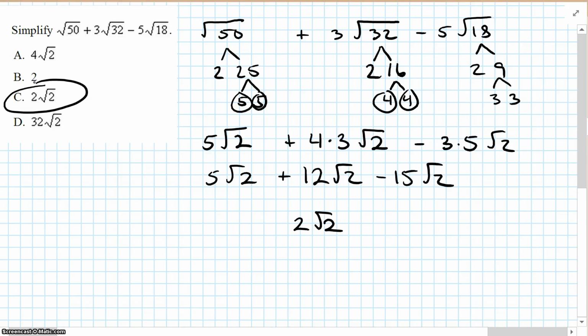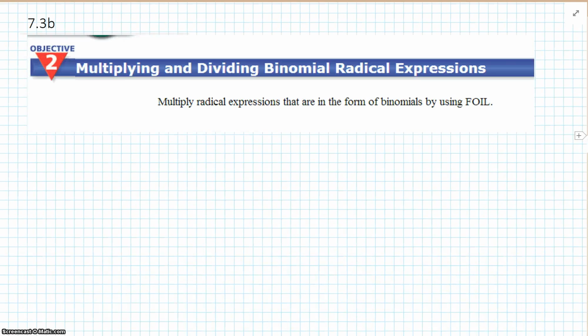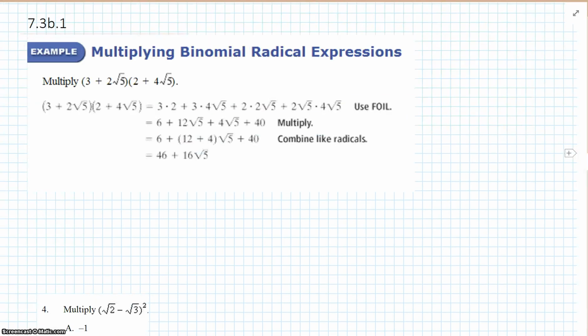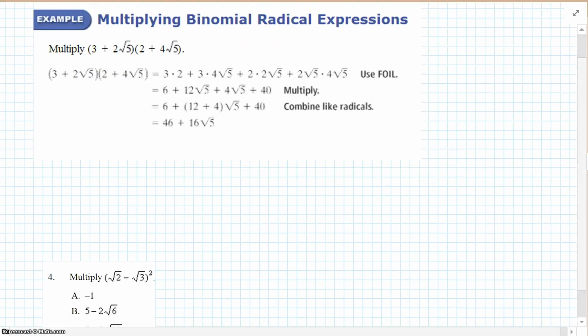Again, a little trick is once you find one radical sign, you know the rest are going to match up, so try to make them match that radical sign, whatever the radicand is, okay? Okay, next part, multiplying and dividing binomial radical expressions. Multiplying radical expressions and binomials, you can just do it using the FOIL method. Don't let the radical sign screw you up. So, here we go.